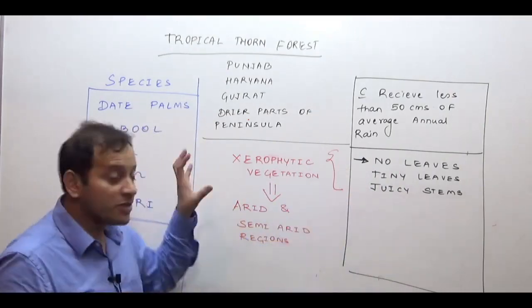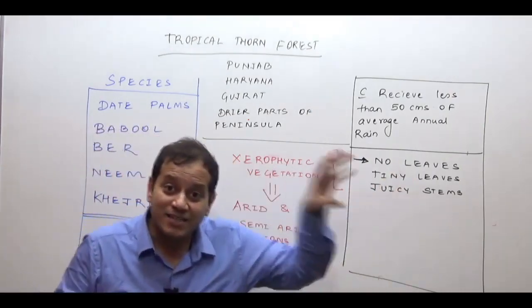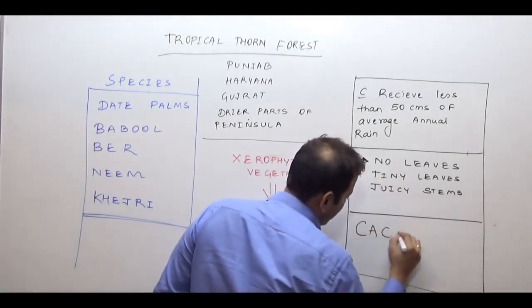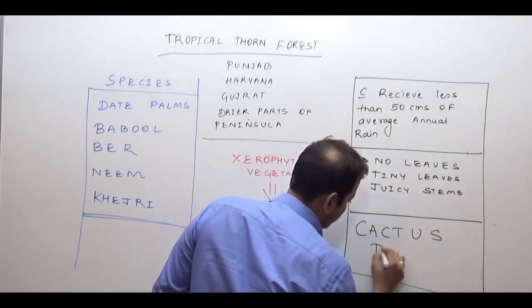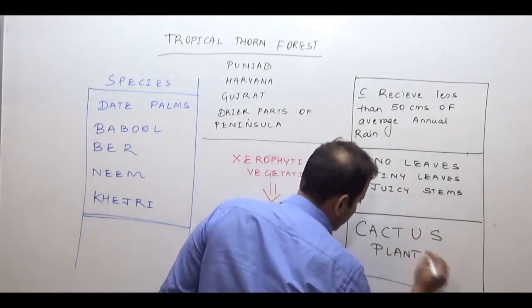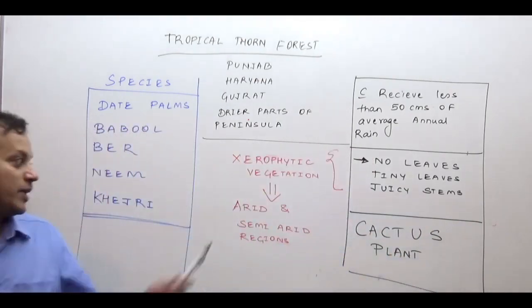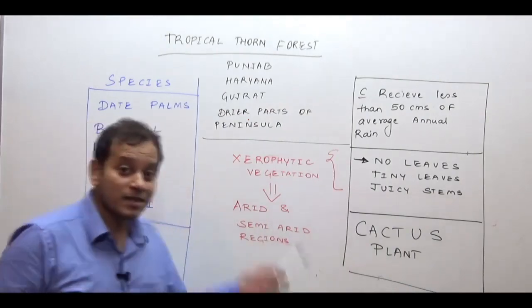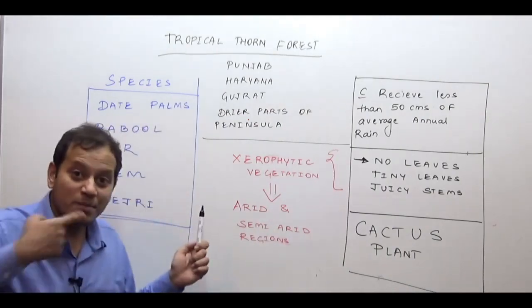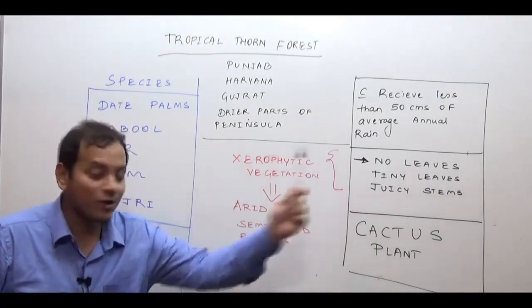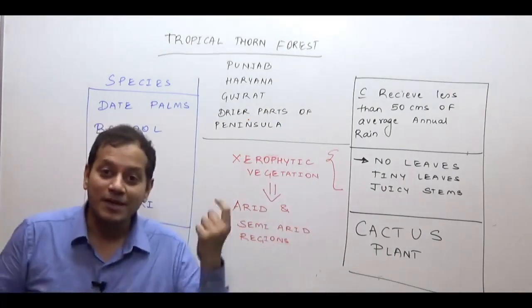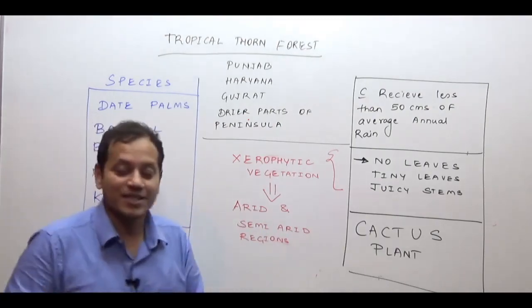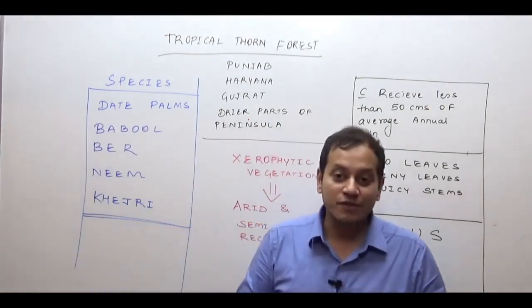What is the most important species here which is found exactly in Rajasthan in the desert region? The important species here will be the cactus plant. So it is a plant of arid or semi-arid regions, generally arid. The other important plants are date. Babool, remember your toothpaste, Babool toothpaste, tropical thorn forest. Does the bear tree have thorns or not? So bear, neem and khejri are the important trees of this region.